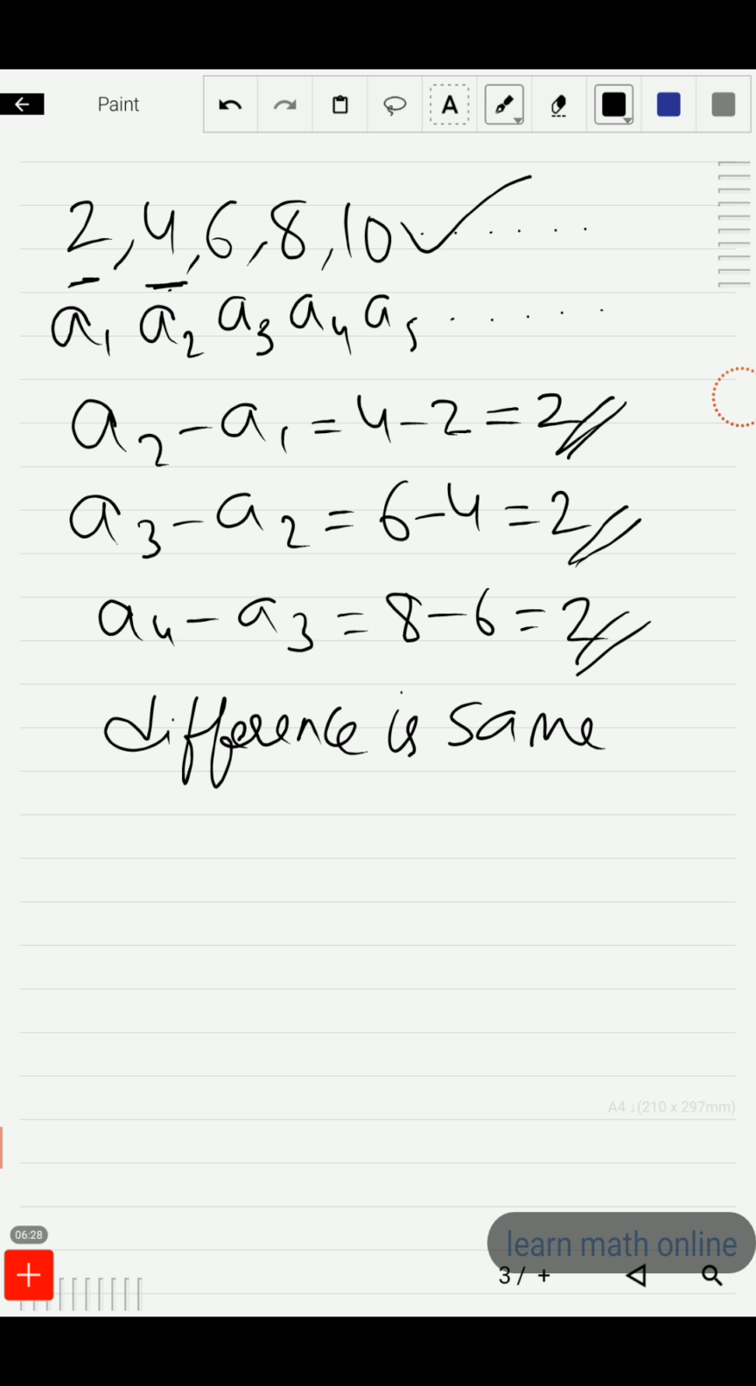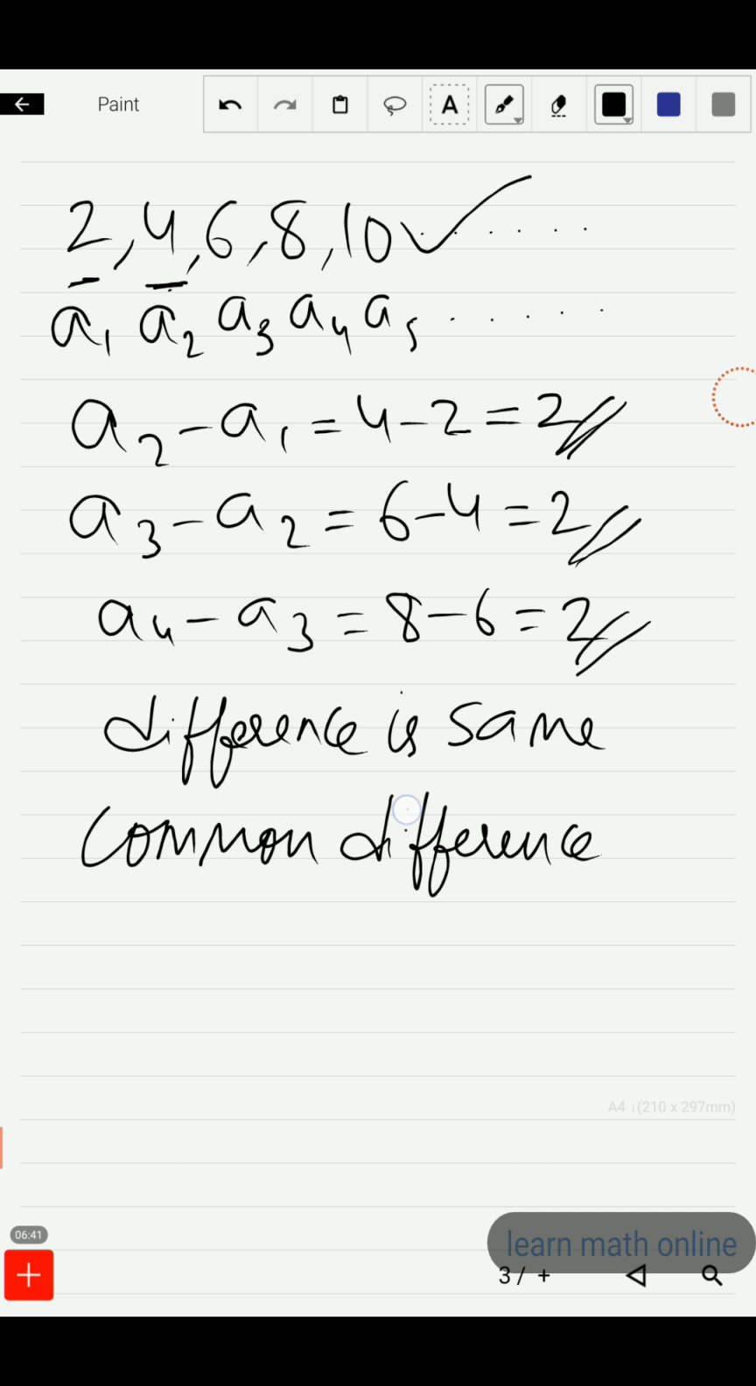Alright, now what is this difference called? The difference is the same, that means the difference is common, isn't it? So it is called the common difference. Alright, and it is denoted by D. So what is the common difference in this AP? Common difference is 2. Alright, now let us take one more AP.